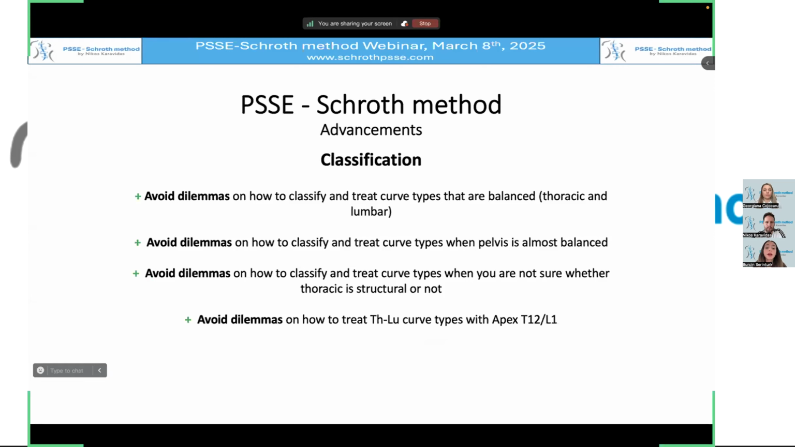For example, if we have a balanced curve, thoracic and lumbar are balanced, or if the pelvis is more or less balanced, or if we have a thoracic curve, but we are not sure whether it is structural or not, or if we have a thoracolumbar curve with the apex at T12-L1, you will learn how to manage this kind of patient, and you will learn how to apply the method on this kind of patient.